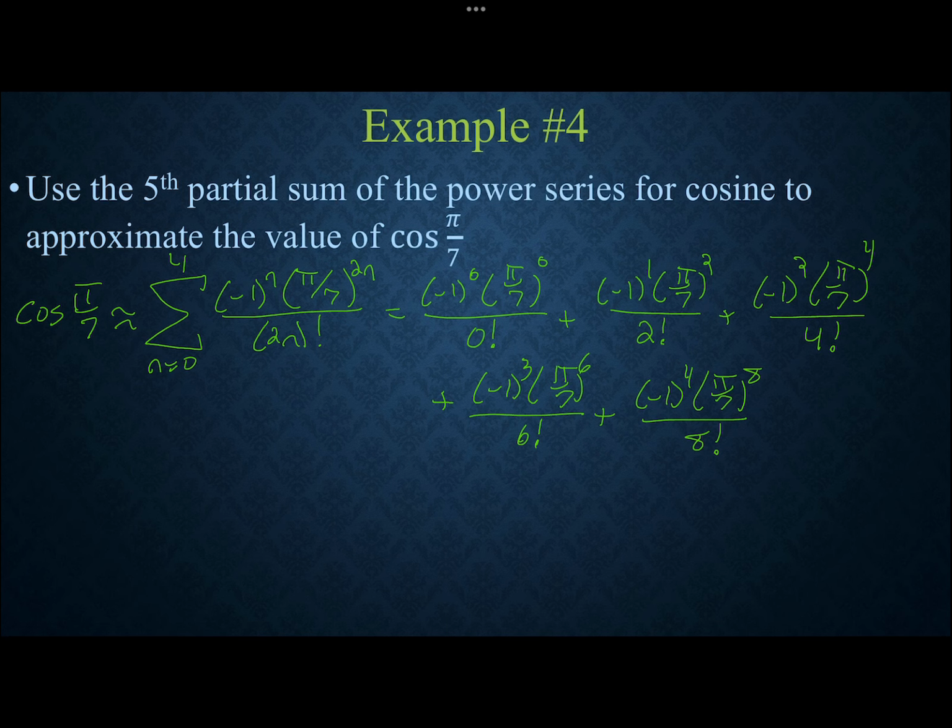So again, using the summation on your calculator, we're going to find that cosine of pi over 7 is approximately 0.901, using the summation formula right there. And the exact value of cosine of pi over 7 is 0.90096, so it's pretty darn close to what we get with that summation. That's almost the exact same value.